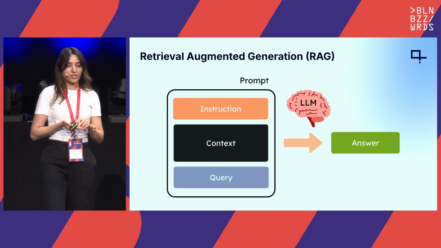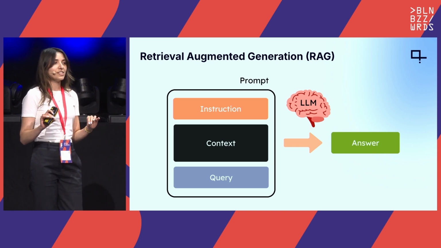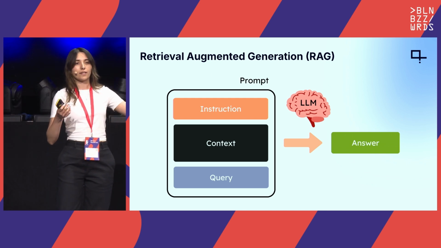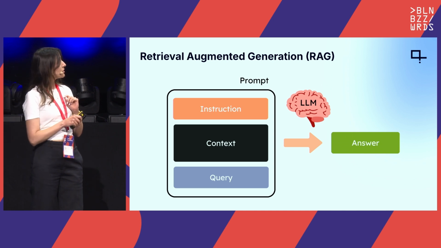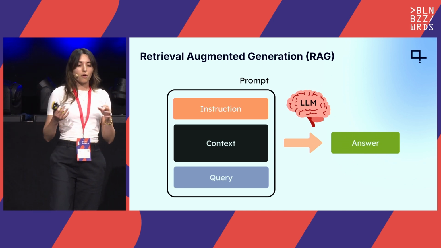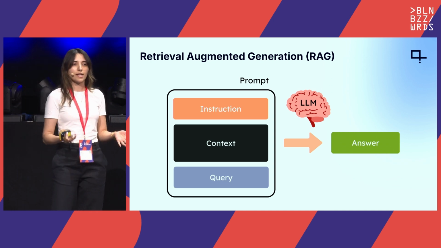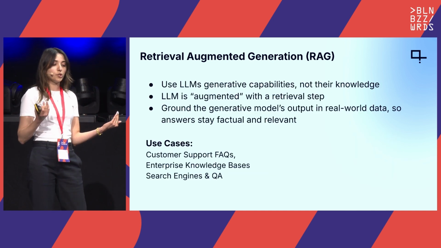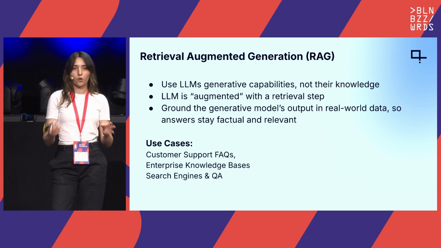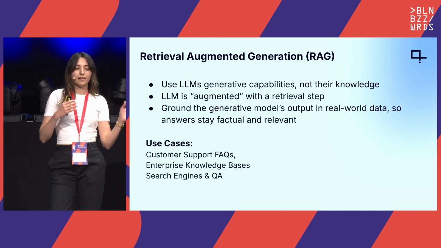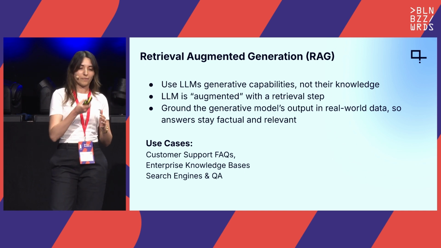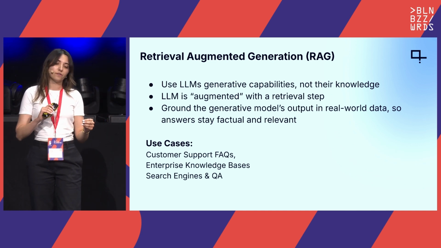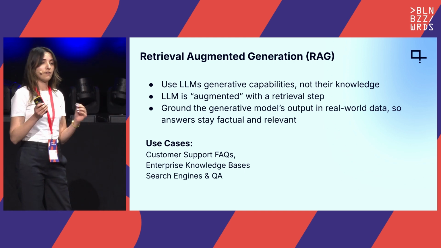All right, retrieval-augmented generation. If you ask me, retrieval-augmented generation is just a very sophisticated way of prompting. This is how I would describe it. Basically, instead of just passing the query to the large language model, the brain in the middle, you provide it with some instructions and some relevant context, and then you pass the prompt to the LLM, and you get a response. This makes sense because in this approach, you use the LLM's generative capabilities, not its knowledge. And you augment the LLM with the retrieval step. So the name Retrieval-Augmented Generation actually comes from this idea. And you ground the generative model's output in real-world data, so the answers stay factual and relevant.